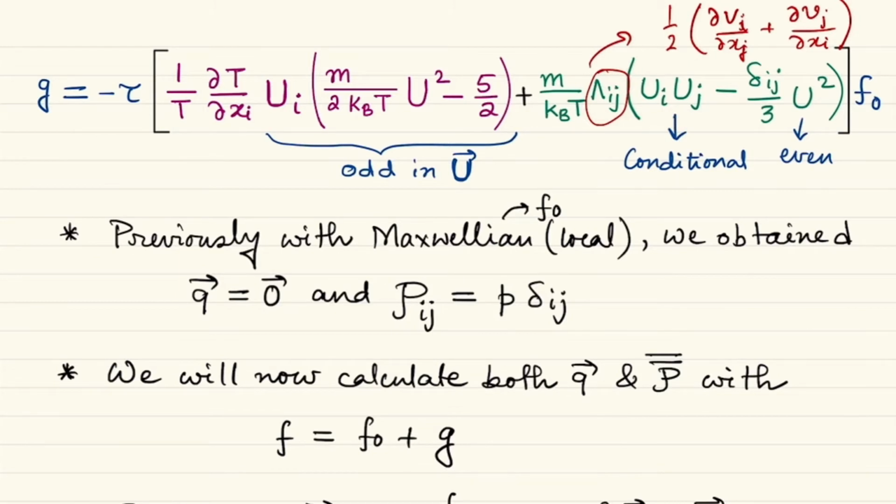On the other hand, if you just multiply with a single ui, then ui will pair, but uj will be remaining unpaired, okay, or uncoupled. So that will give you an odd contribution. Okay, so this is a conditional part. This part is even always because it's u square.